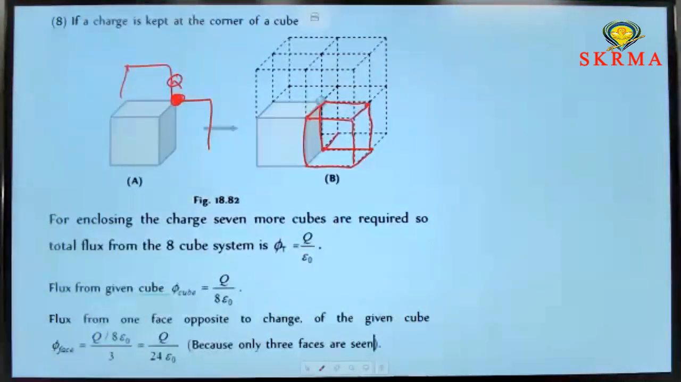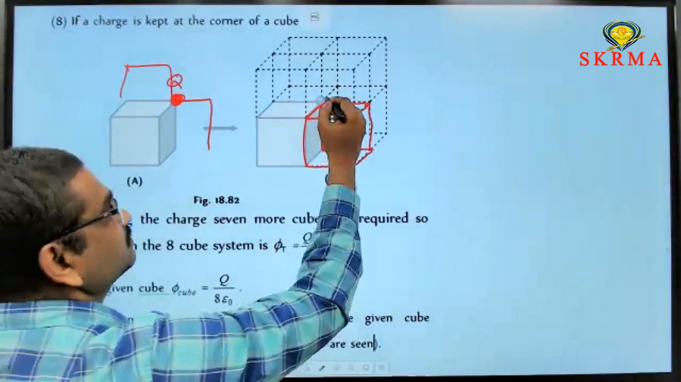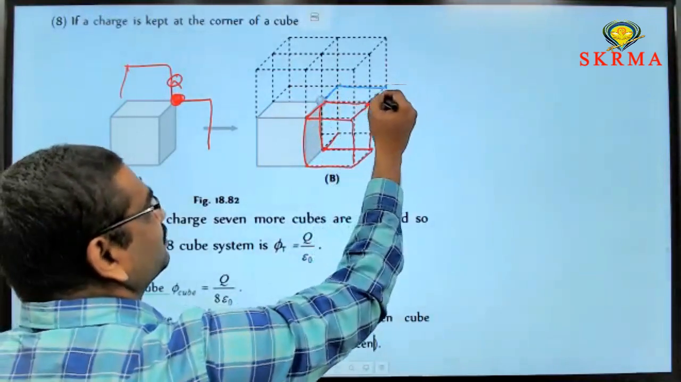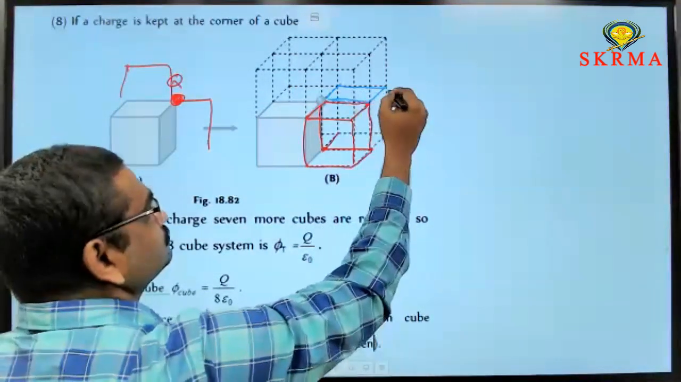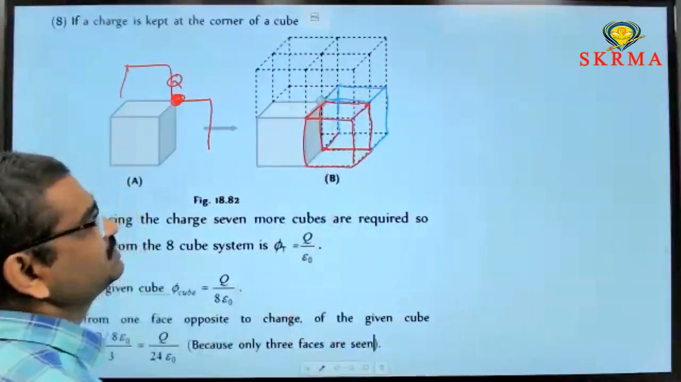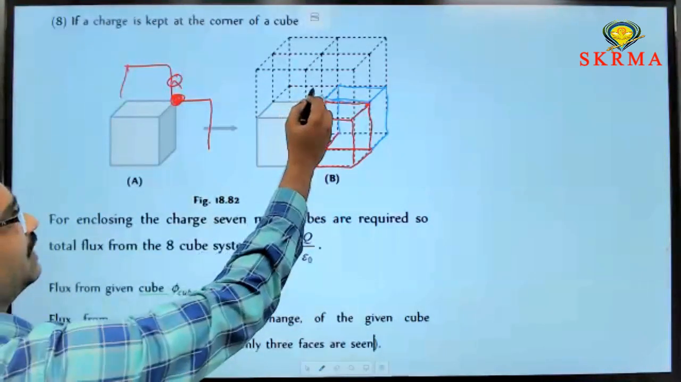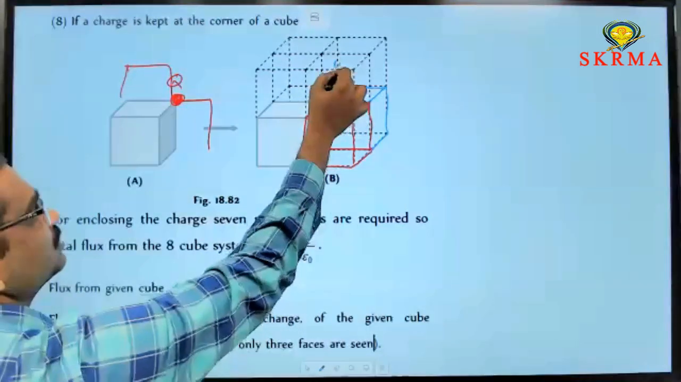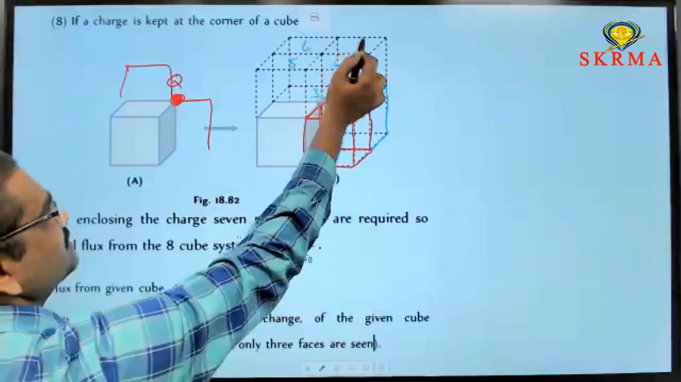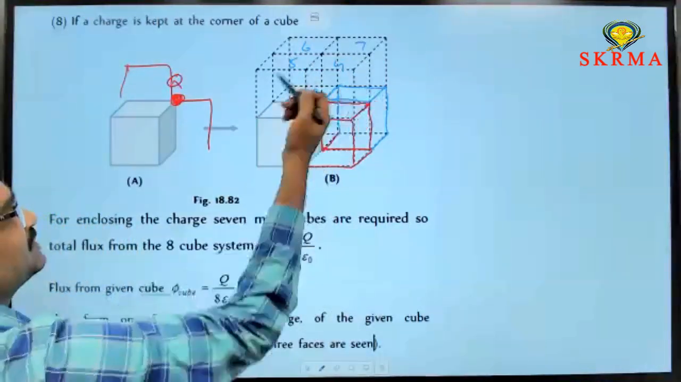This is one cube. Next, this one is the other one. Second cube, that is the second one. Here is the third one. This is the fourth one, fifth one, sixth one, seventh one. The back side is also there. For this one, the back side is also there. The eighth one is there. Is this clear?